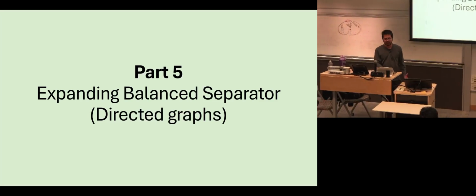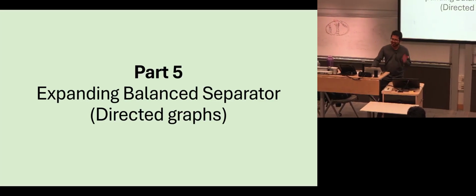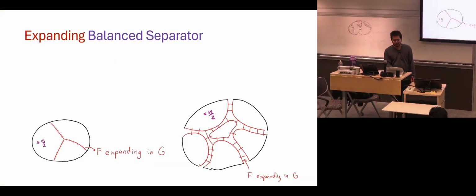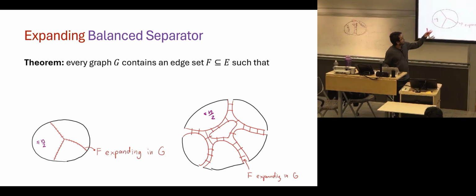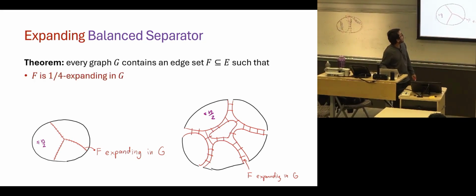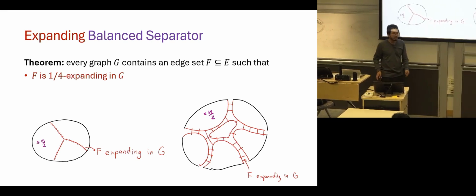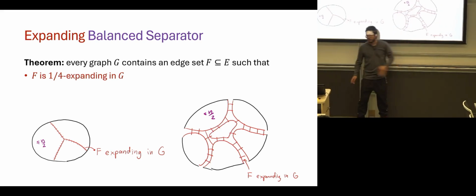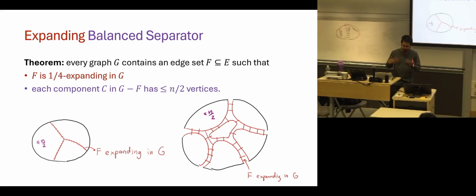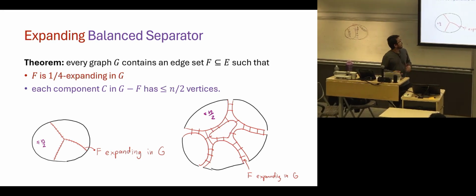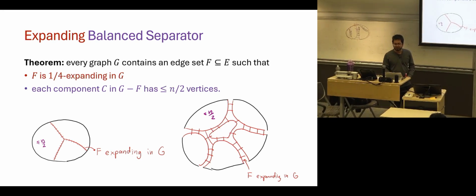Now let's talk about expanding balanced separator in the directed graph. We learned about this in the undirected graph that for any graph there exists a set F such that the set F itself, the red edges here, is expanding in G. And each component, after removing F, has size at most half. That's the undirected case. How should it look in the directed case? Just the same.